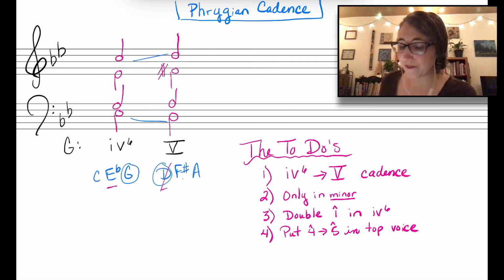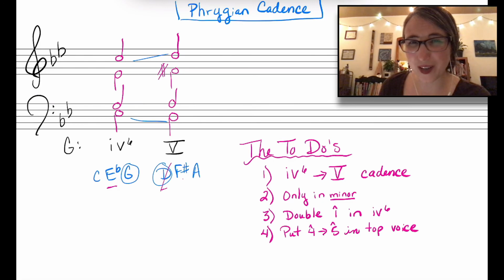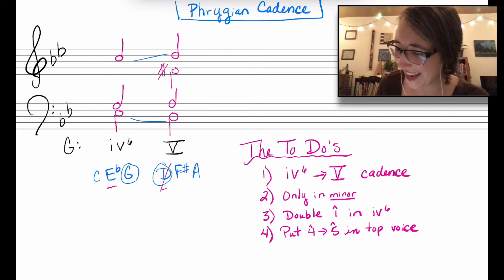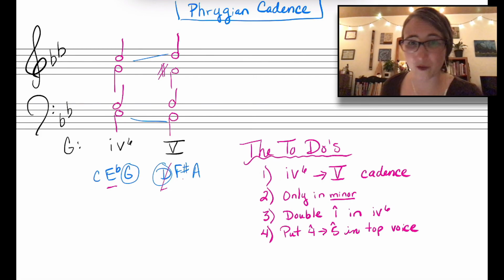The other reason, if you look at the alto voice, is that I've just created a problematic interval. Do you see it? From E flat to F sharp is what interval? Augmented second, right? So now I've got an augmented second in one of my voices. So it causes two different issues if you don't double scale degree 1. If you can remember to double scale degree 1, it'll keep you out of trouble, and then you'll be set.